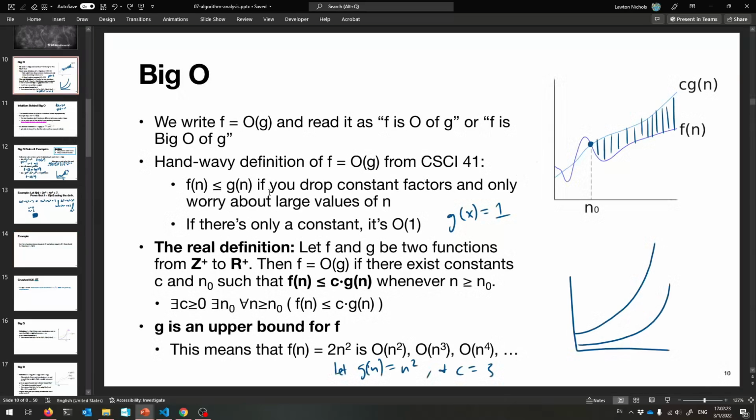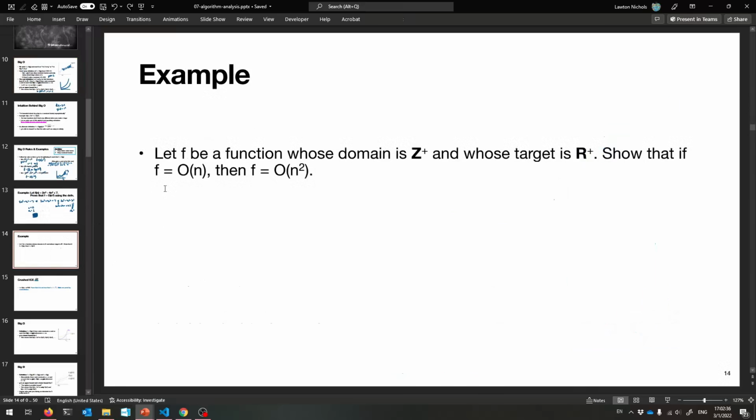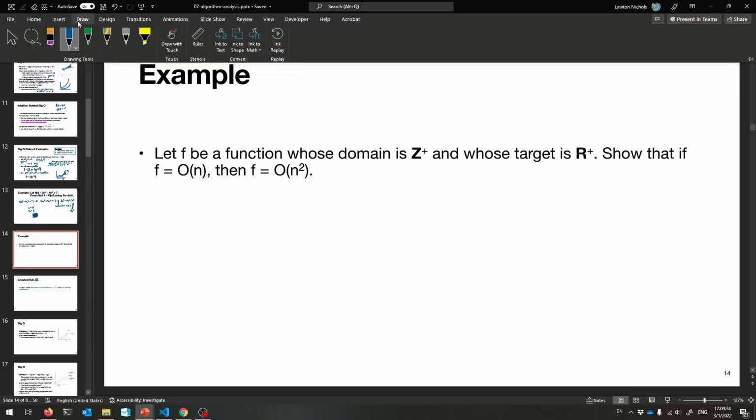I also said, and kind of swept it under the rug, that if you have a function 2n squared, that's O of n squared, and O of n cubed, and O of n to the fourth, because those are all bigger, right? Surely it's going to work. It's going to be an upper bound. Let me prove that to you. All right, so let me get a pen back.